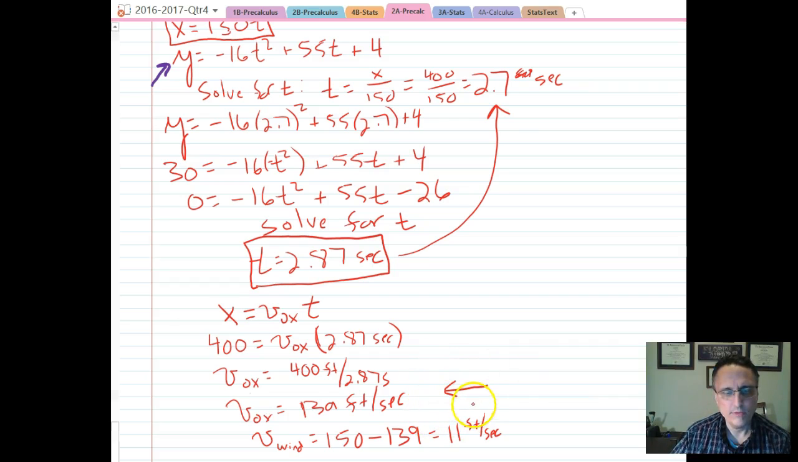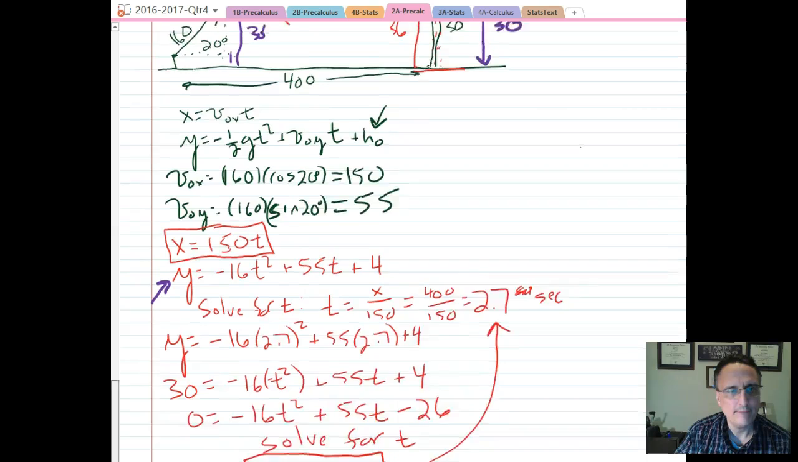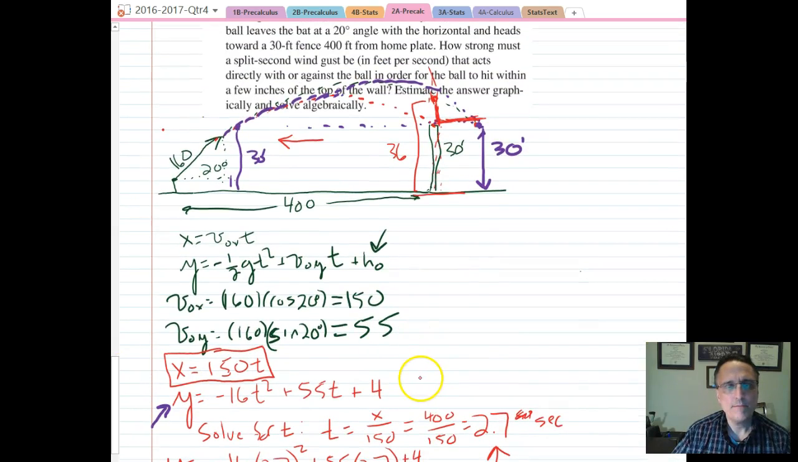And so that's the answer. It has to be 11 feet per second wind in the opposite direction against the batter in order to slow the ball down in the x direction so that it will hit the top of the wall. Pretty involved problem, but it really helps you see that the motion in the x direction is completely independent of the motion in the y direction.